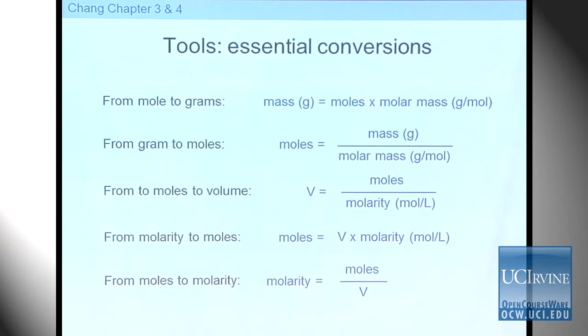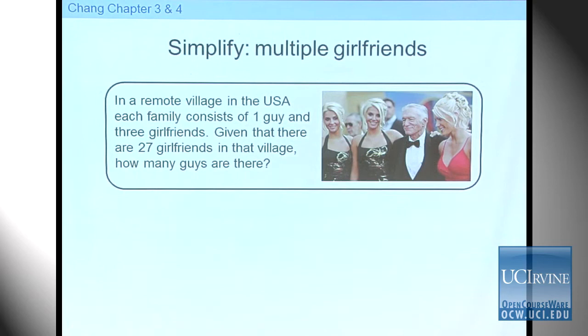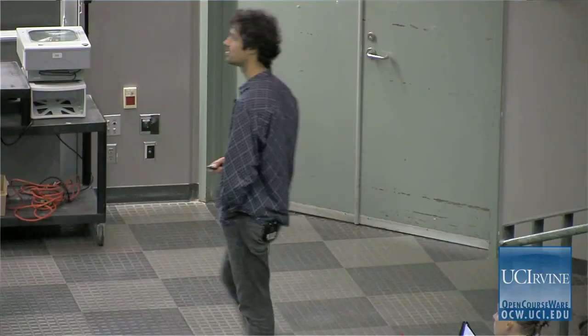Okay, now let's look at an example. A little bit out of context, but it's the same way of thinking about quantities of things. Okay? So here's the situation. In a remote village somewhere, there are families that have one guy and three girlfriends. Very interesting village. And the question is, given that there are 27 girlfriends in the village, how many guys are there? All right?